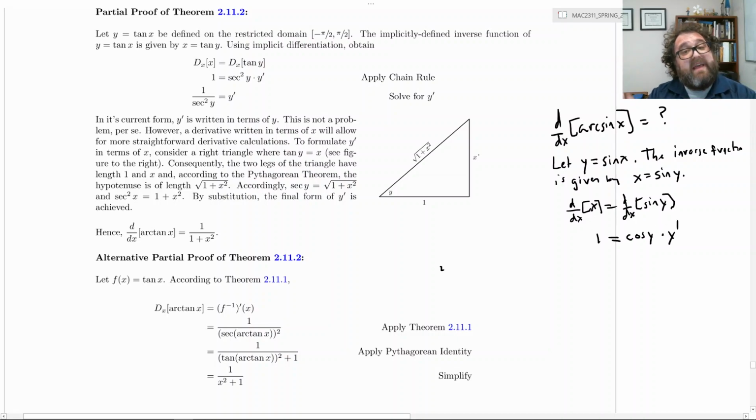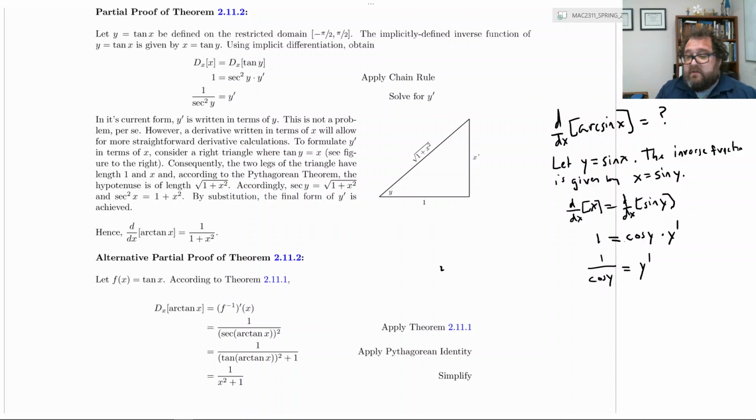You take the derivative of the outside function, so the outside function sine, its derivative is cosine. You evaluate at the inside function y, then multiply by the derivative of the inside function y prime. Now, if you want to solve for y prime, simply divide both sides by cosine, and you get 1 over cosine y equals y prime. But now, hey, we're at the same issue we were before. We have the derivative of arc sine, but it's in terms of y. And we don't like that. We prefer it to be in terms of x.